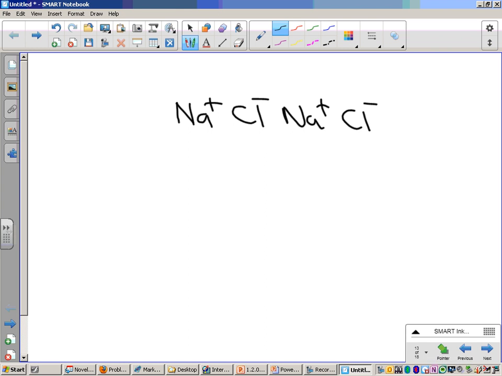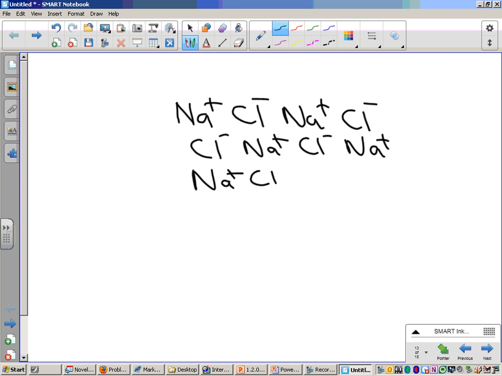What do I have to have this time? Cl-, Na+, Cl-, Na+, and we'll do one more just to get the idea that it's repeating: Na+, Cl-, Na+, Cl-. A lattice structure. That's just two-dimensional, but there would be another layer on top. It would go on and on and on depending on how big the crystal is. Okay? All right?